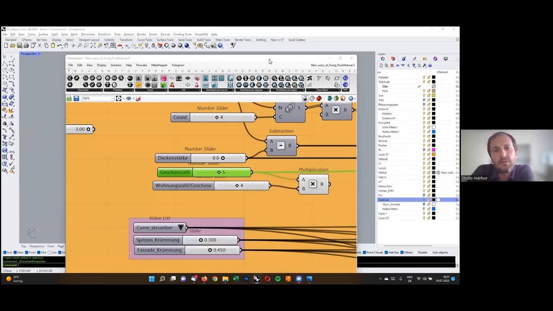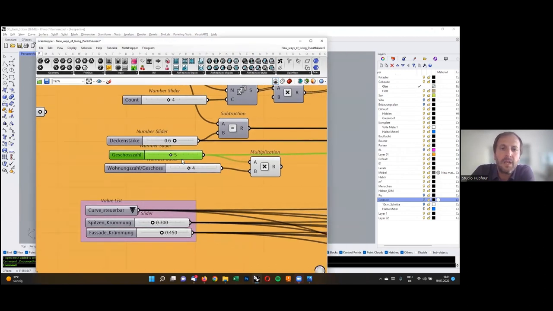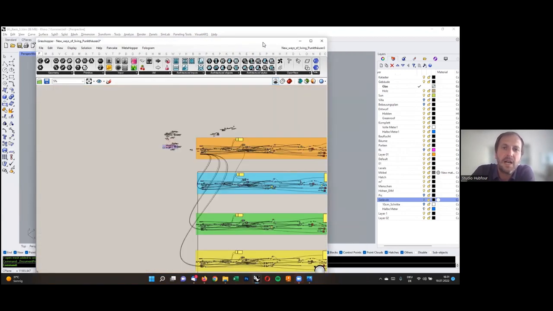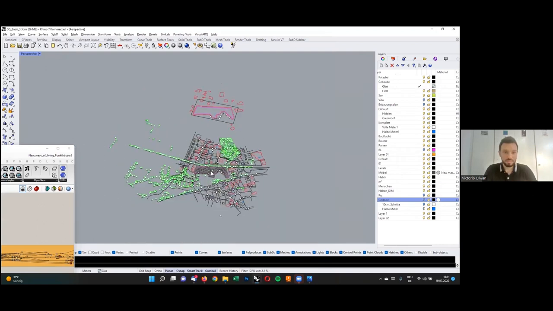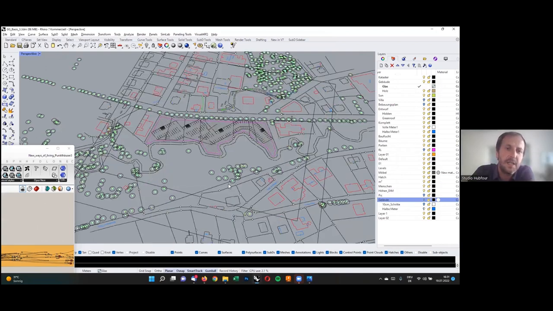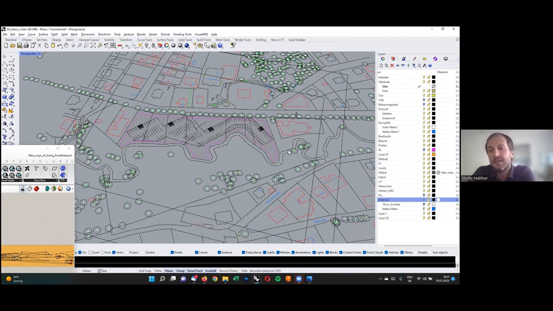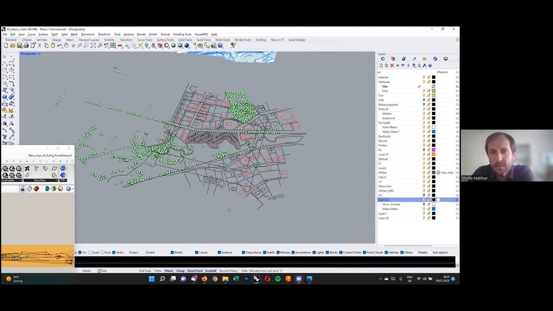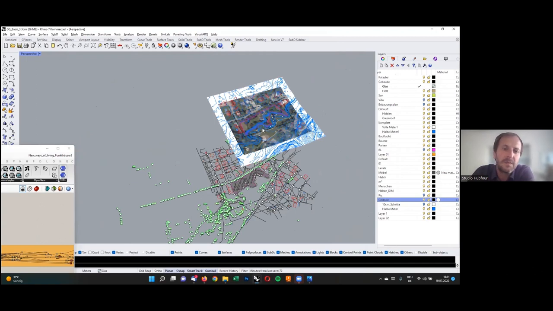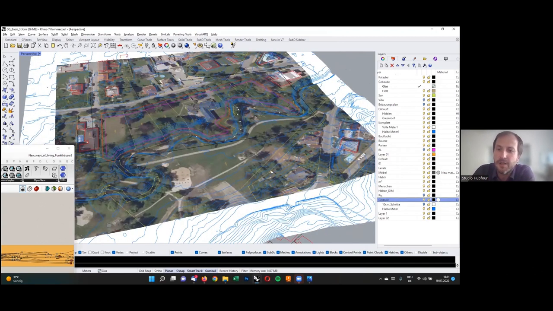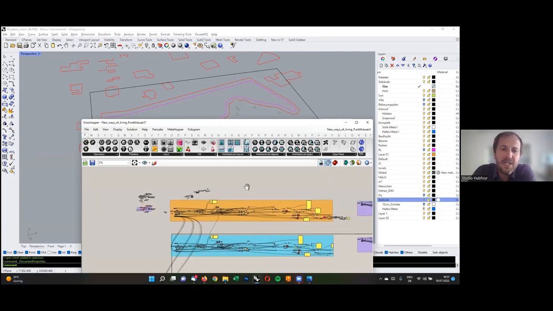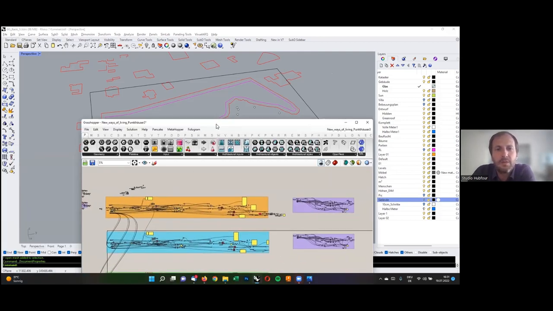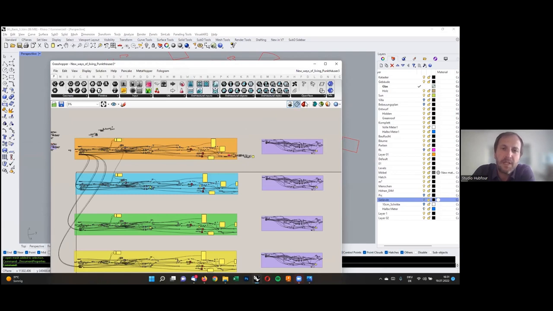Because you ask a lot how we start a project, this is a starting project. It's on an urban field. We are doing this site here. It's a living project, or a residential project, and we have started like always with some Grasshopper definitions.